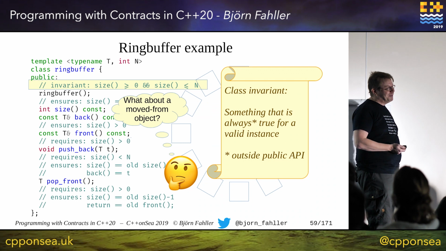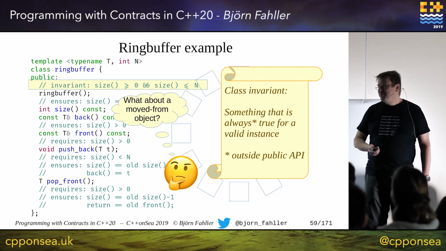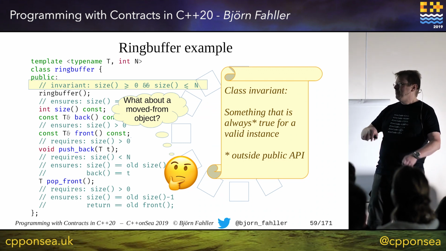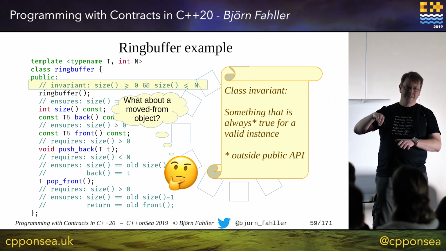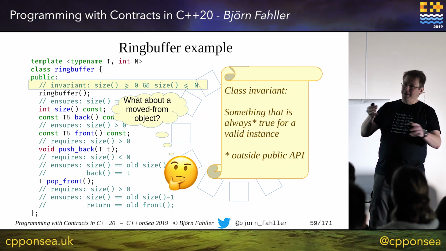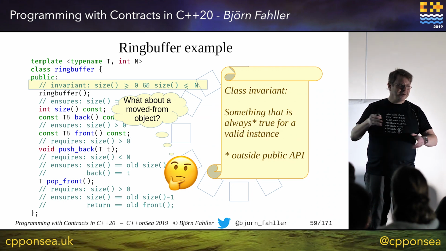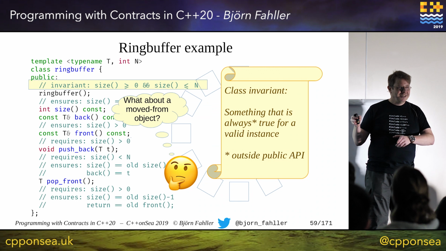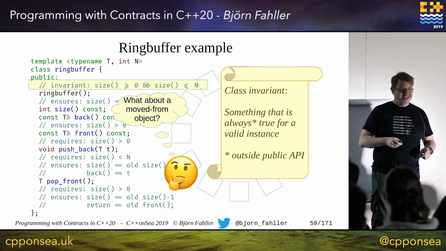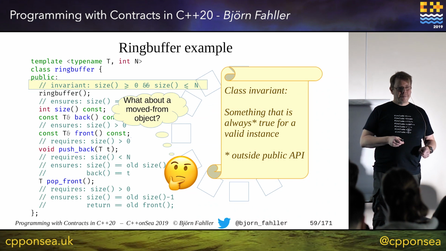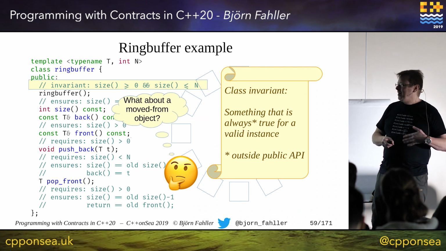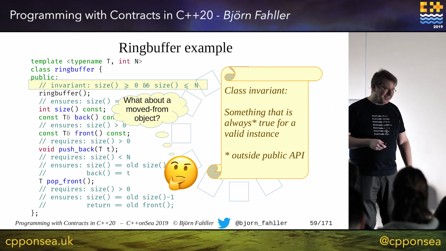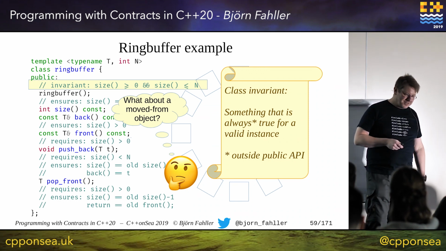What about a moved from object? Suppose that we implemented ring buffer in terms of having a std vector, and we move a ring buffer. What's the invariant of the moved from ring buffer? Well, standard vector is valid, but you can still call size, those kind of valid but unspecified. Valid but unspecified, but then you can implement your own vector, which doesn't guarantee that. Yes, exactly.